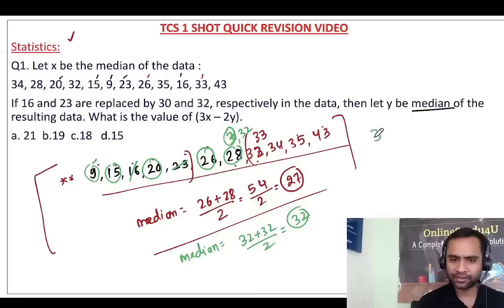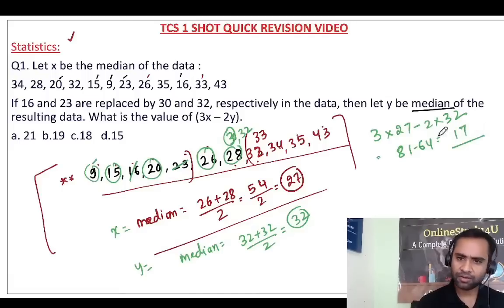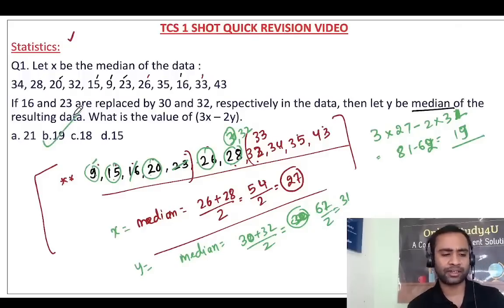They're asking 3x minus 2y. So x is this and y is this. So 3 into 27 minus 2 into 32. This will be nothing but 81 minus 64. Oh, sorry. Let me recount: 1, 2, 3, 4, 5. It will be 30 plus 32, that is 62, by 2, which is nothing but 31. So it will be 81 minus 62, and it will be 19. So 19 will be the correct answer for this particular problem.